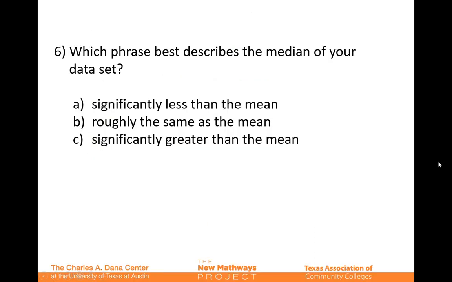Which phrase best describes the median of your data set? Significantly less than the mean, roughly the same as the mean, or significantly greater than the mean? Our median was roughly the same. We had 7935 for the mean. We had 8,050 for the median. So we were not very far apart.